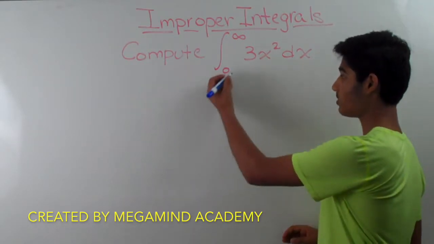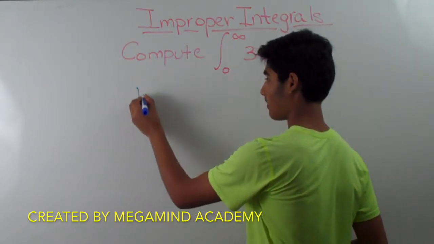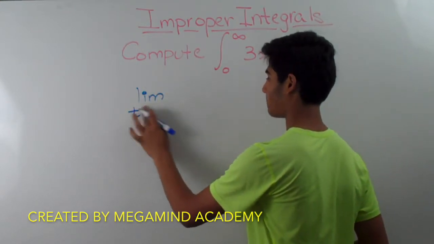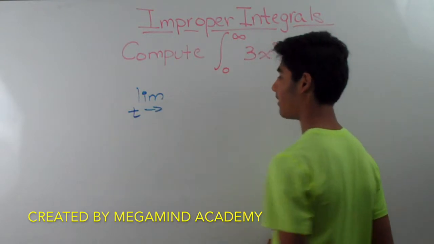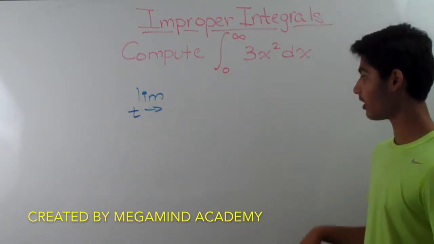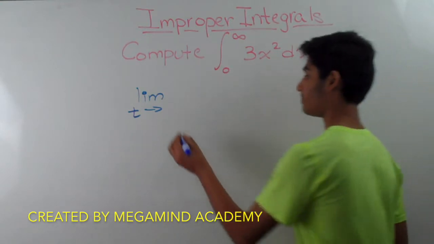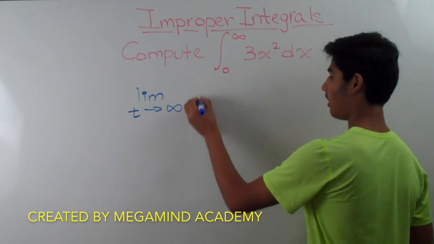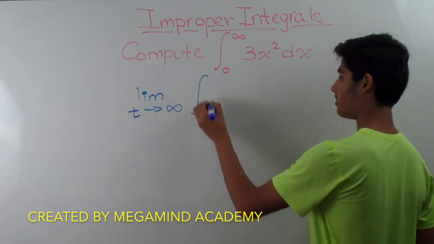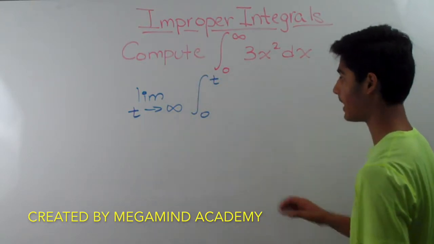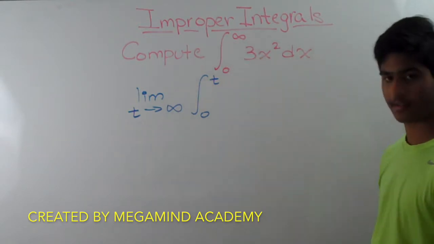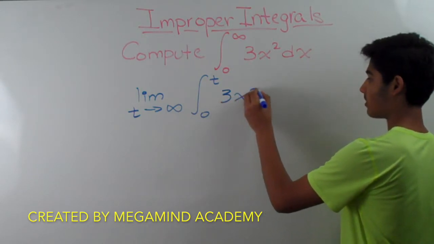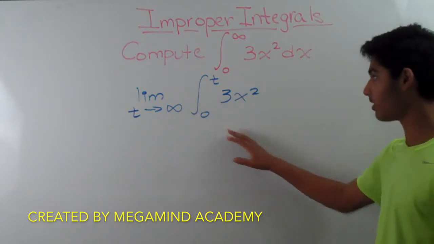So we say that this would be the limit as some value t approaches the value that we don't know how to compute the definite integral of, which in this case is infinity. So the limit as t approaches infinity of the integral from 0 to t, so now we actually have something there instead of infinity, of 3x squared.